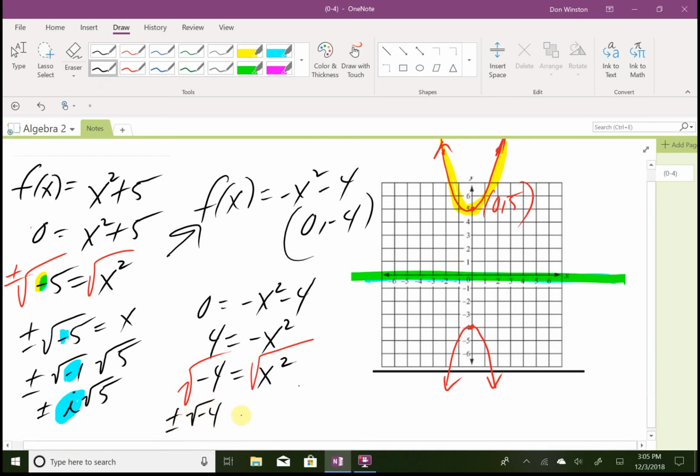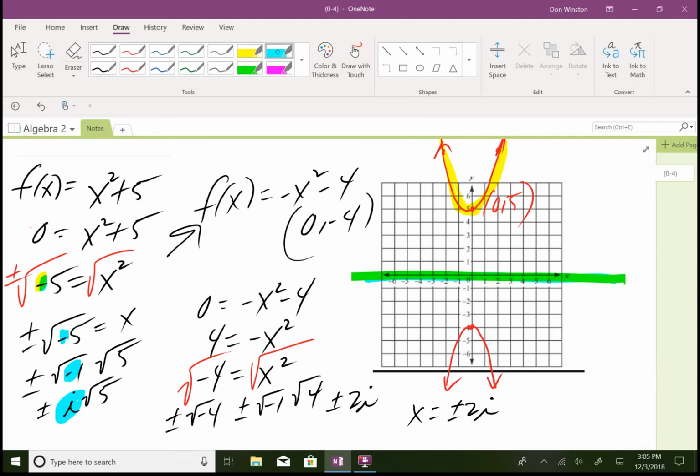Take the square root of both sides, and what I'll get is plus or minus root negative 4, which is plus or minus root negative 1 times root 4. Root 4 is 2, and root negative 1 is i, so this would be plus or minus 2i. So my final solution is x equals plus or minus 2i.